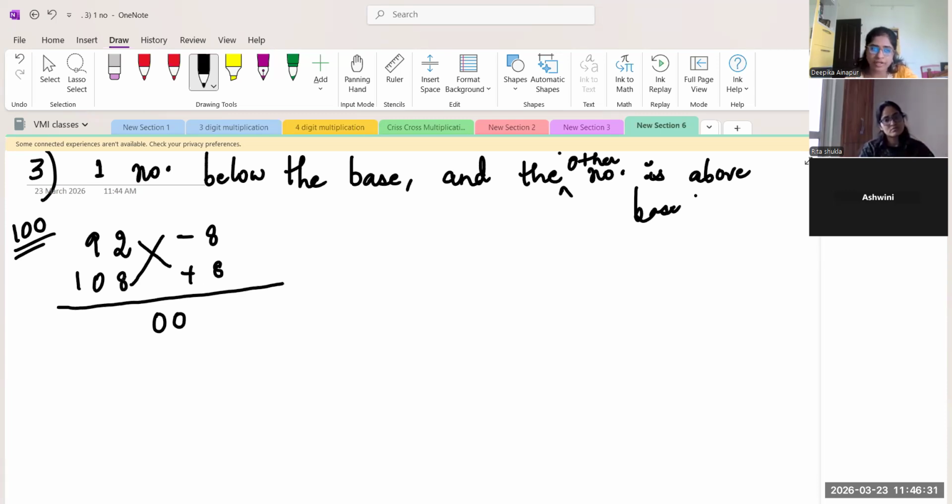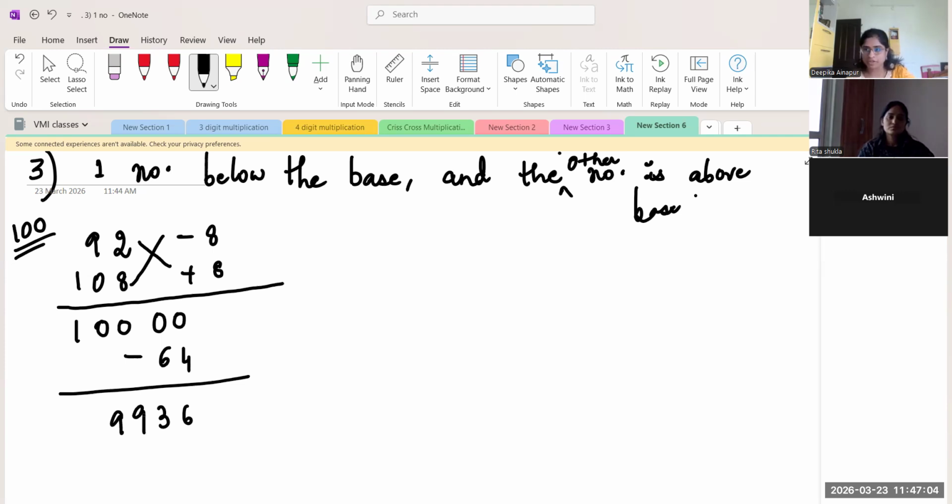92 plus 8 will be 100 or 108 minus 8. Here also the cross sum should be equal. That is one more checkpoint. You can do it. 92 plus 8 is 100 or 108 minus 8 is also 100. So I'm just writing 100. Now, minus 8 into plus 8 will be minus 64. So 100 minus 64 will be 36. And here the borrow we have taken, so it will be 99. Normal subtraction, that's it. Okay, so when one number is above the base and one number is below the base, this method we will follow.